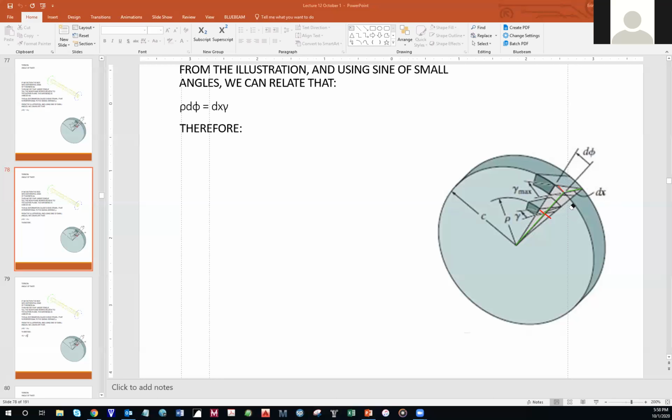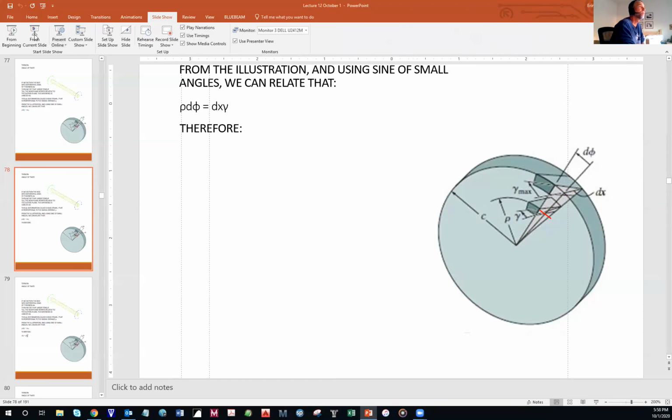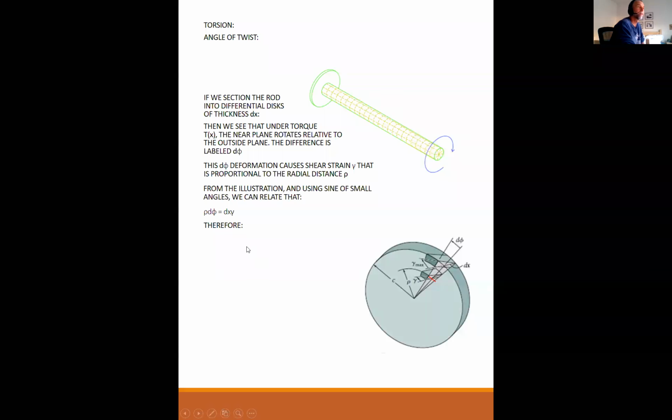Yes. And it's just rho times d phi because it's just the small angle. Right. Yes, exactly. Thank you. So let's get back to the slideshow, current slide. There we are. Okay, now we're back. So that's why this is equal to this, and we're going to use this to build our theory.